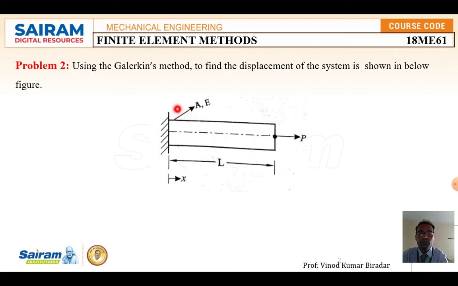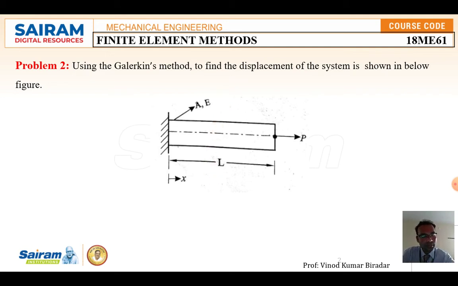Here the bar is given, one end is fixed at displacement x, and the material properties are given, that is area and Young's modulus. An axial load is pulling in the right-hand side direction, with a length of L. The question is to calculate the displacement at the middle point.